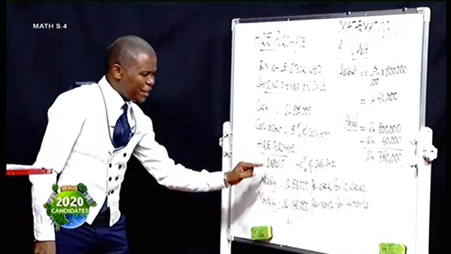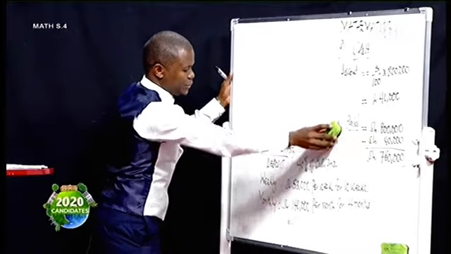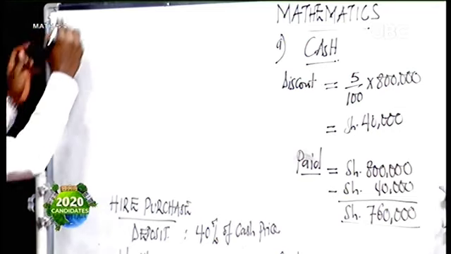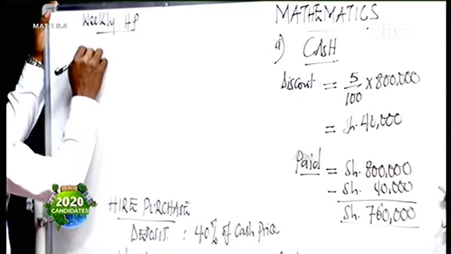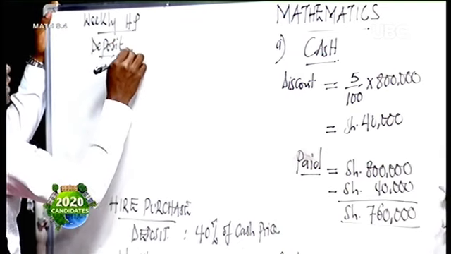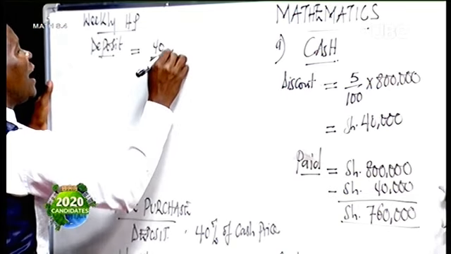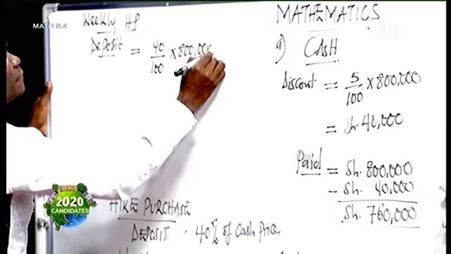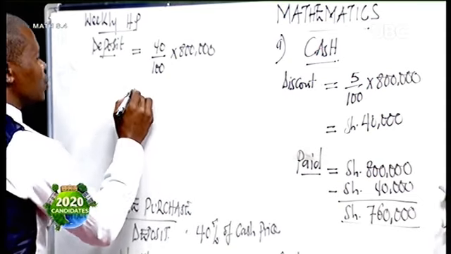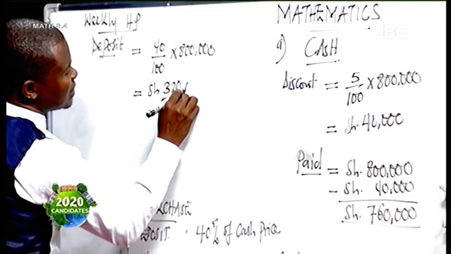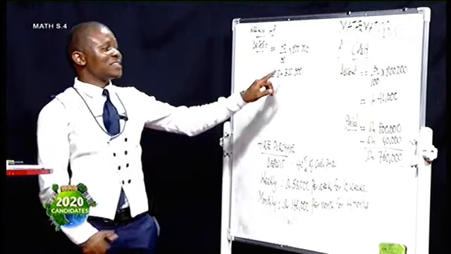What if he paid it on weekly hire purchase? What was supposed to be the amount of money he paid? This is what we do. We've said that on hire purchase, we say that this man has to pay a deposit of 40% of 800,000. And 40% is 40 over 100 times 800,000. And when you press your calculator, 40 over 100 times 800,000 will give you shillings 320,000. So that means the initial money this man had to pay that day was 320,000.